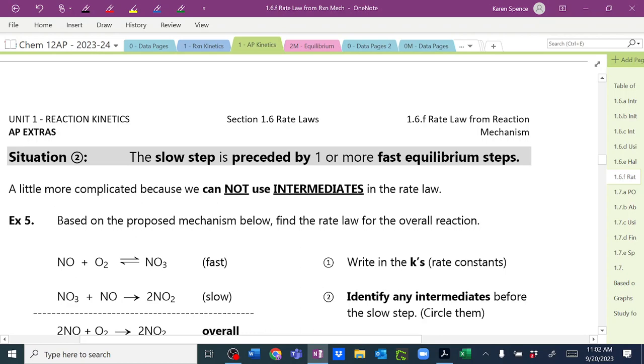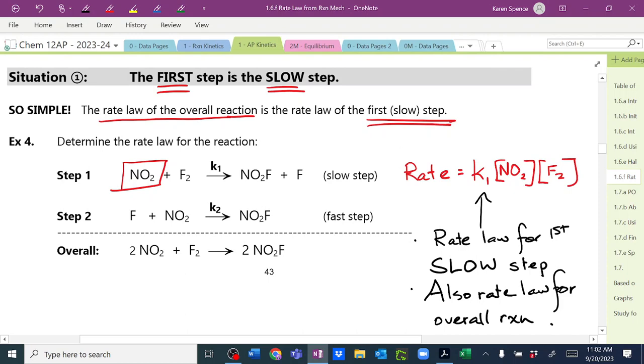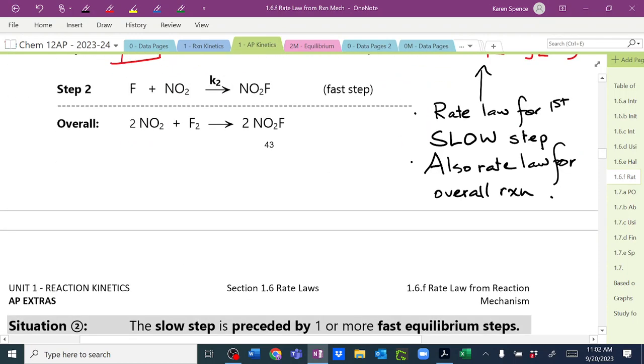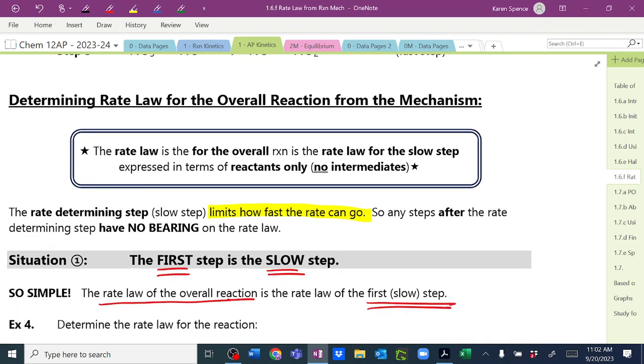Now, situation 2 is more complicated. Yes? What? The box at the bottom, oh, up. The rate law. Oh God, that's a word salad, isn't it? Okay, the rate law for the overall reaction, this should be bold, is the rate law for the slow step. There we go. So get rid of these words here, okay? So the rate law for the overall reaction is the rate law for the slow step, but we have to express it in terms of reactants only, no intermediates. And that's easy if you're doing step 1 because there are no intermediates yet.